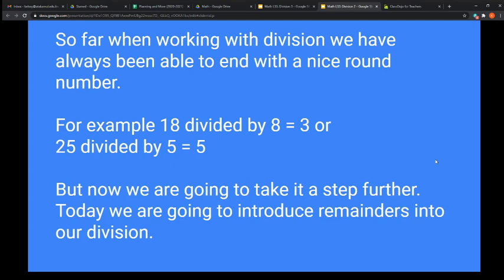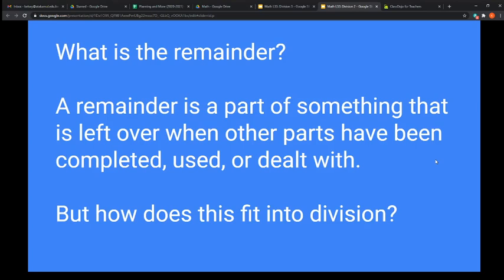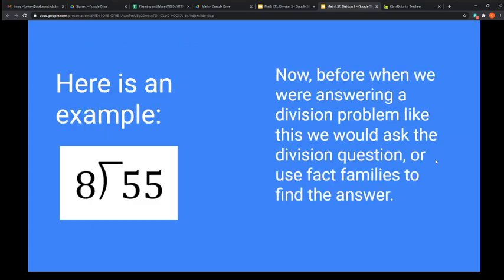Now, remainders is something that we've been working with for probably around 2 quarters now, so this is going to be a review. What is a remainder? A remainder is a part of something that is left over when the other parts have been completed, used, or dealt with. But how does this fit into division?